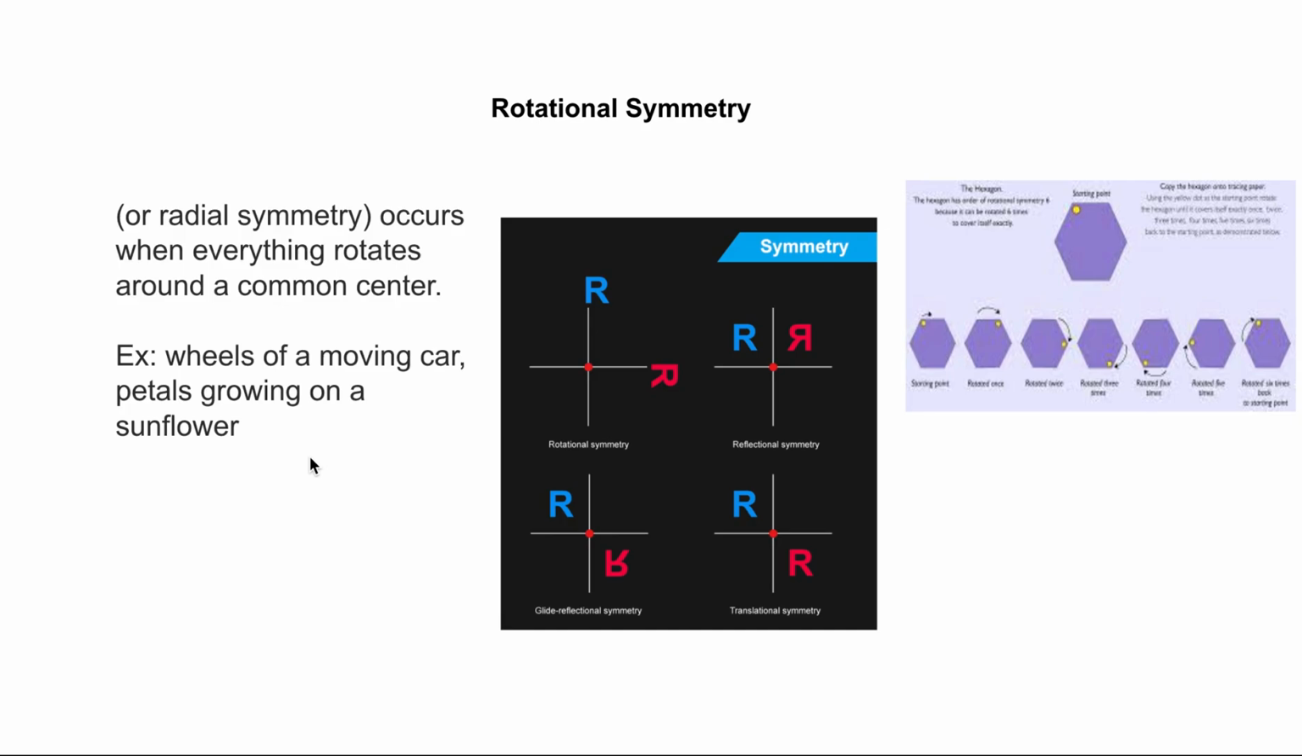Rotational symmetry. This occurs when everything rotates around a common center. Some examples are wheels of a moving car, or petals growing on a sunflower. Let's look at this hexagon. In order to move the yellow dot, it has to be moved 6 times to make its full round of the circle. Another example is, let's look at the rotational symmetry in the R. See how the R starts here, goes here, here, and here, to get all the way around to be rotationally symmetrical.